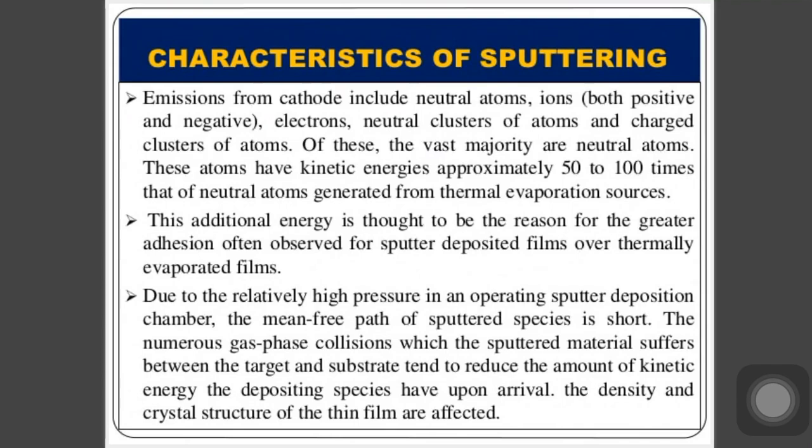So here in the characteristics, the emissions from a cathode include neutral atoms, ions, both positive and negative, electrons, neutral clusters of the atoms, and there are charged clusters of the atoms. Of these, the vast majority are the neutral atoms. These atoms have kinetic energies approximately 50 to 100 times that of the neutral atoms generated from thermal evaporation sources.